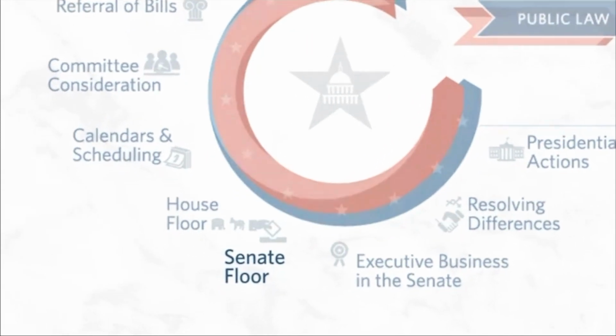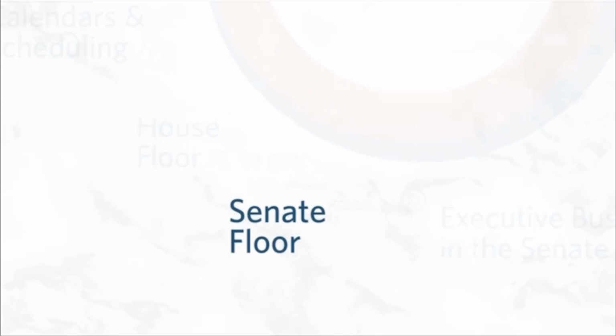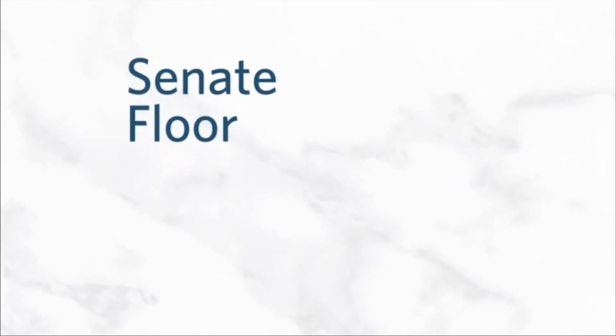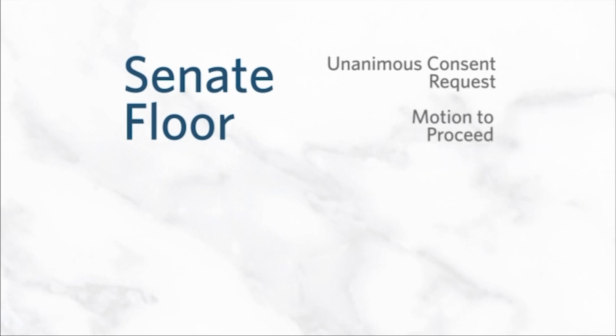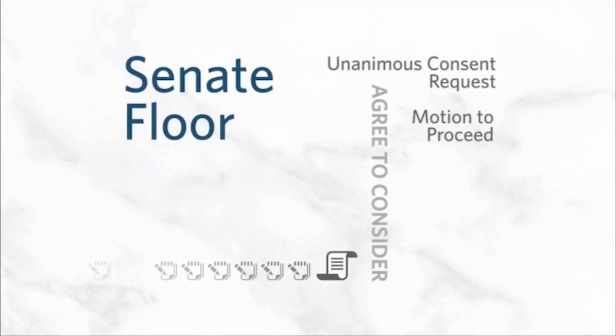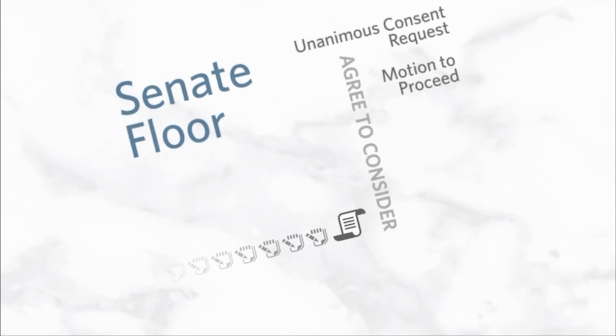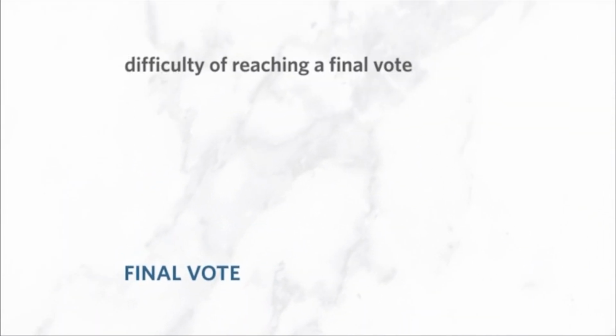To consider a bill on the floor, the Senate first must agree to bring it up, typically by agreeing to a unanimous consent request or by voting to adopt a motion to proceed to the bill, as discussed earlier. Only once the Senate has agreed to consider a bill may senators propose amendments to it. Perhaps the modern Senate's defining feature is the potential difficulty of reaching a final vote on a matter.